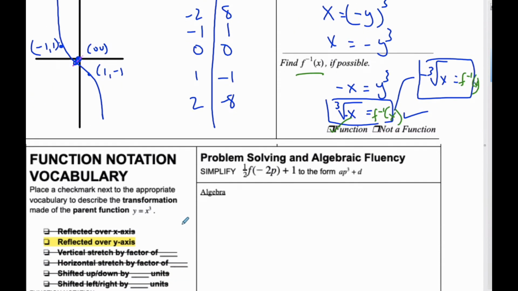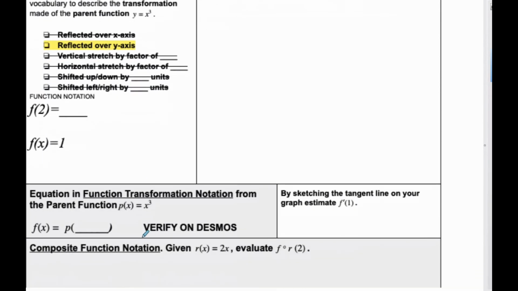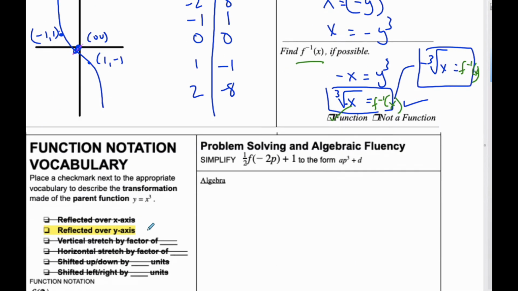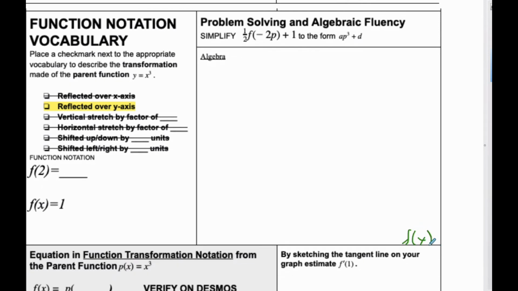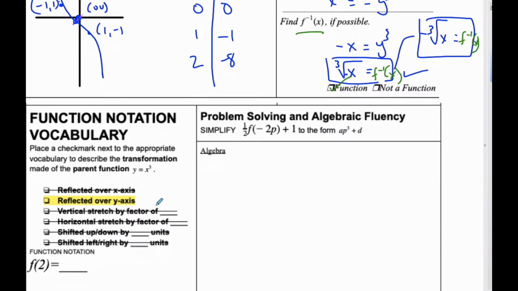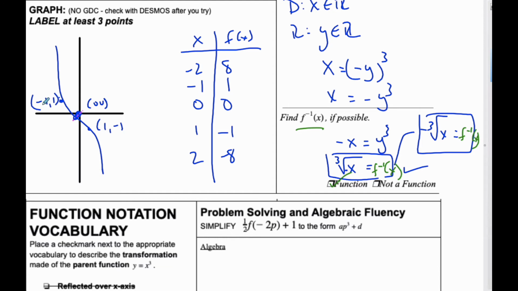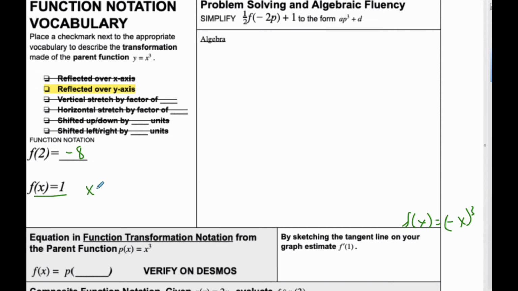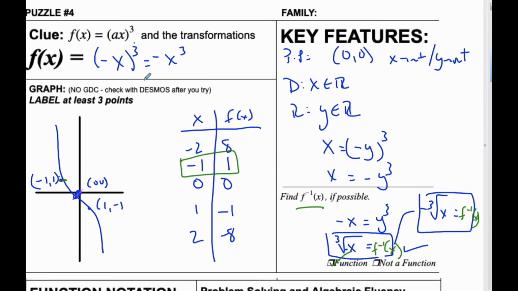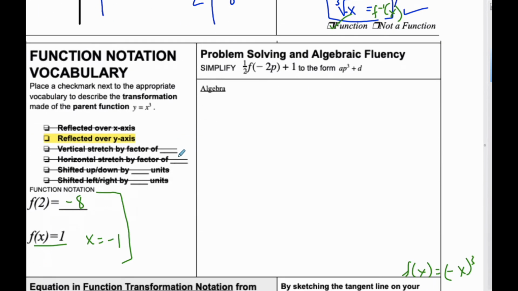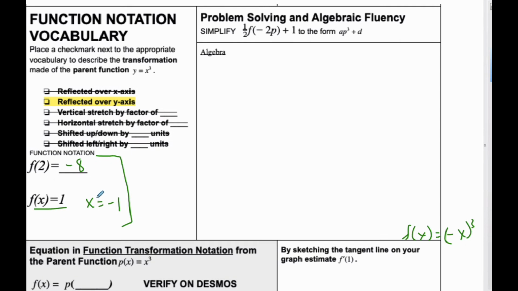All right, so continuing on through the puzzle, this part's done. I will write down my function f of x is equal to negative x cubed so I can remember it. Well, if I'm going to do f at 2, I've already done f at 2. It's negative 8. F at 1, well, that's here. If I look here, there's only one value. It's already been done for me as well. X is equal to negative 1. And so function notation, use the clues and the puzzles available. You don't necessarily have to do computational work to do these a second time.